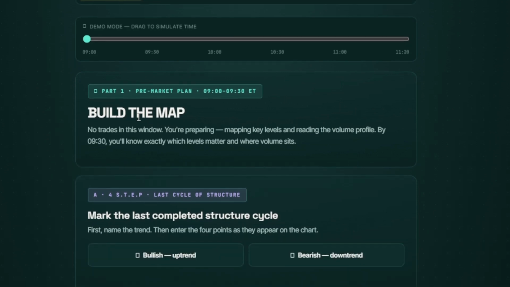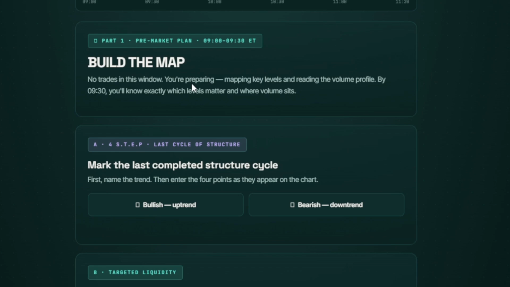So we want to build a map. In other words, there are no trades in this window. You're preparing, mapping out key levels, reading a volume profile. That's all you're doing. You're trying to find your key levels and read the market profile to validate those key levels. By 9:30 Eastern, you'll know exactly which levels matter and where volume sits.